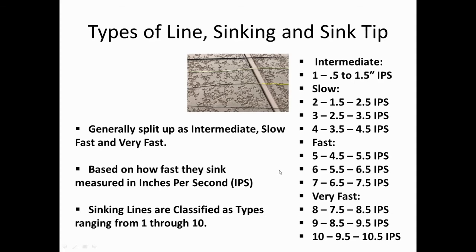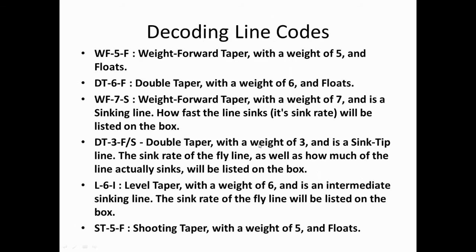All right. So that's for both the sinking and the sink tip section, the floating and the sinking line together. So when you're shopping online looking for a certain kind of fly line, what do all these letters and numbers really mean? So I put some examples up here. On this first one, it's a weight forward, it's a 5 weight, and it's a floating line. So that's pretty straightforward, right? Now we've got double taper, it's a 6 weight floating line.